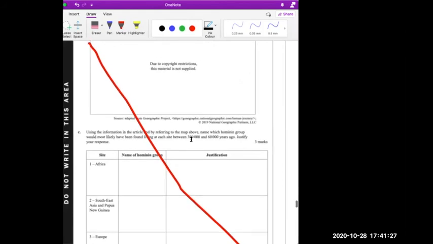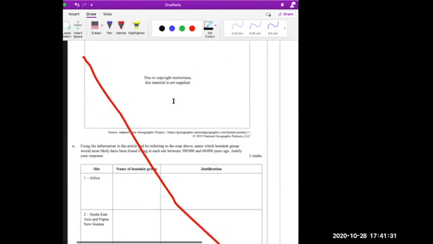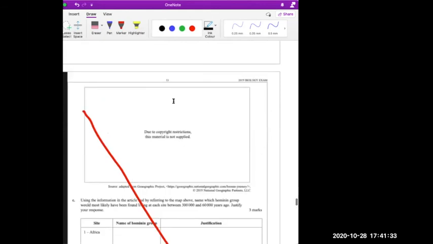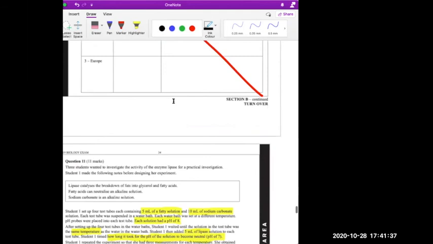Okay, question C, I'm sorry, we just can't do it because it's very dependent on this diagram that's been copyrighted out. So we'll just skip that for now.